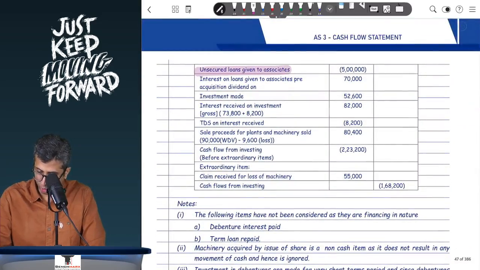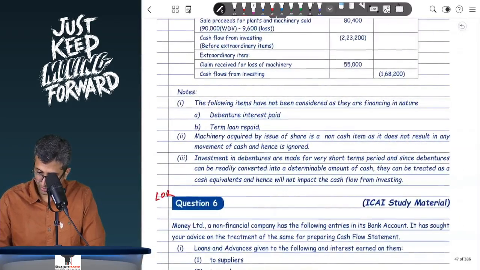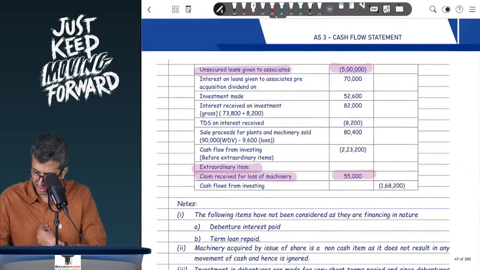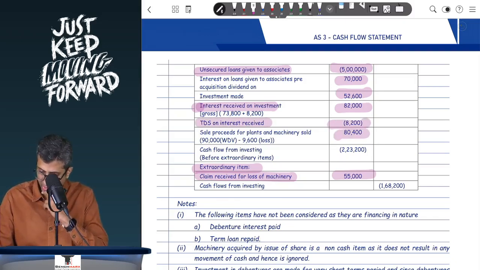First, unsecured loan to associates minus 5 lakhs. Then, this machinery extraordinary item 55 shown separately. Then interest on loan from associate. This is income 70. Then interest income separately 82,000. Pre-acquisition dividend 52,600 less TDS deducted, and then 80,400.